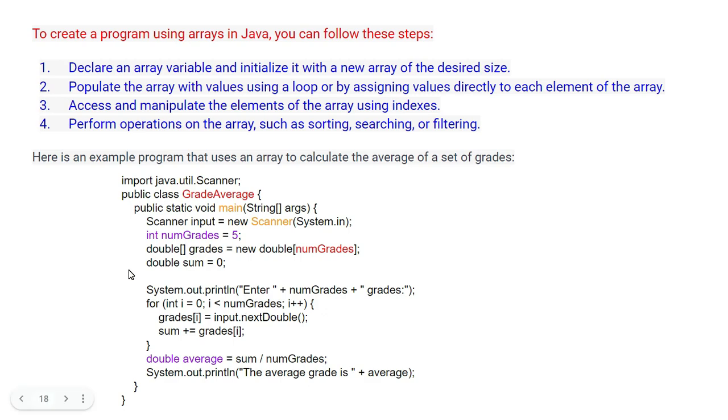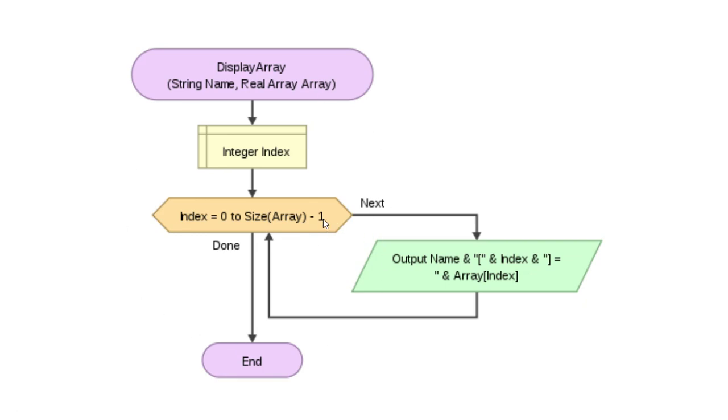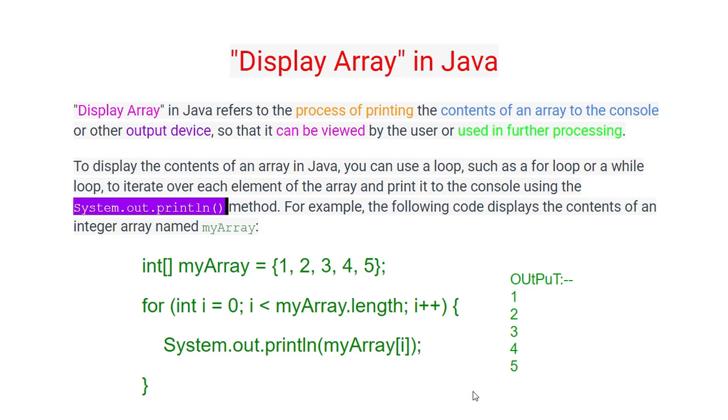As of now it's fine. Let's go with that and we can understand. This is the structure of how an array will look. For example, you have some array, you have to talk about the indexes, then the size, and based on the size we iterate the array. If it is the end, we can go out. Display array in Java: whatever array you have, you want to display, you can go with that and display the array.